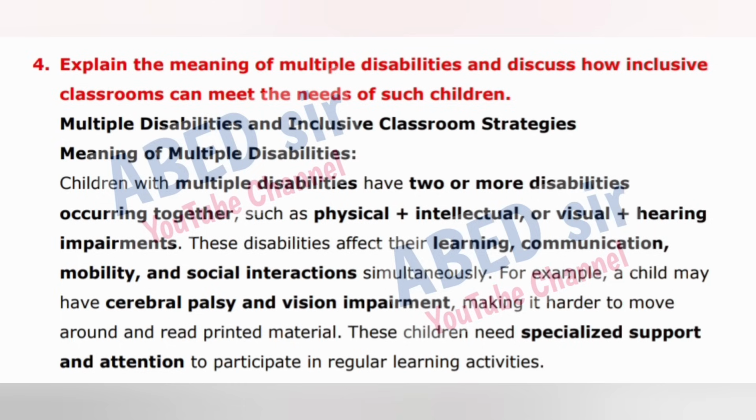Meaning of multiple disabilities. Children with multiple disabilities have two or more disabilities occurring together, such as physical plus intellectual or visual plus hearing impairments. These disabilities affect their learning, communication, mobility, and social interactions simultaneously. For example, a child may have cerebral palsy and vision impairment, making it harder to move around and read printed material. These children need specialized support and attention to participate in regular learning activities.